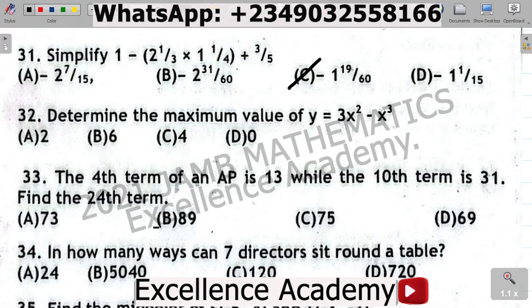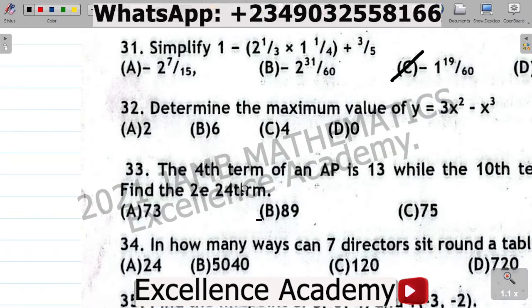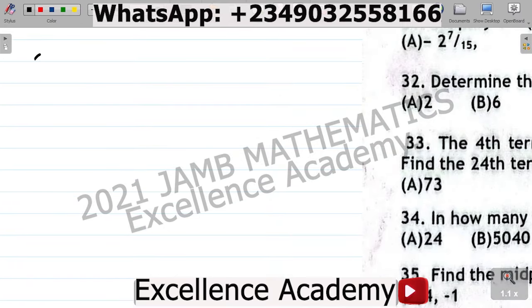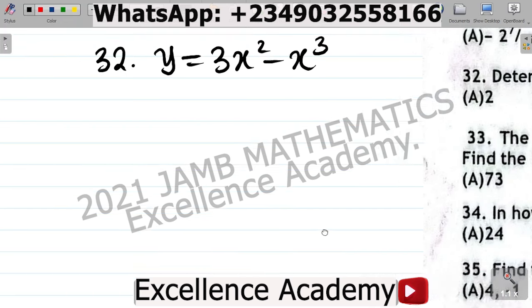Next up, moving on, question number 32. 32 says, determine the maximum value of y equal to 3x squared minus x cubed. A, 2. B, 6. C, 4. D, 0. So how do we solve this question? We're given y equal to 3x squared minus x cubed.